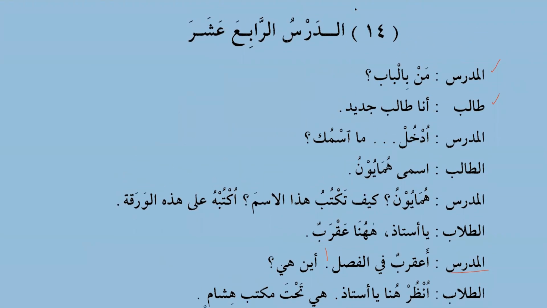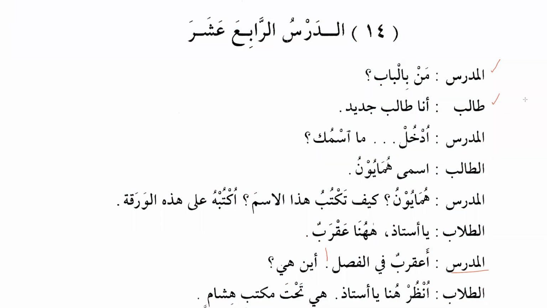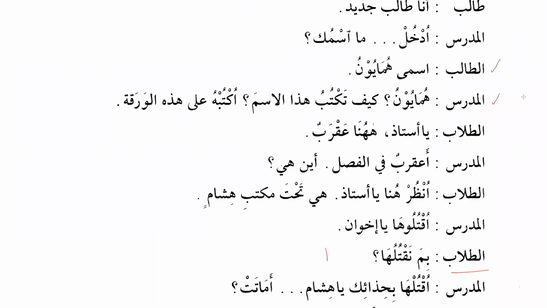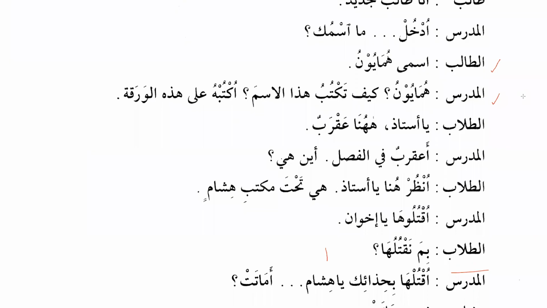من بالباب. أنا طالب جديد. ادخل. ما اسمك؟ اسمي همايون. همايون. كيف تكتب هذا الاسم؟ اكتبه على هذه الورقة. يا أستاذ ها هنا عقرب. عقرب في الفصل. أين هي؟ انظر هنا يا أستاذ، هي تحت مكتب هشام.